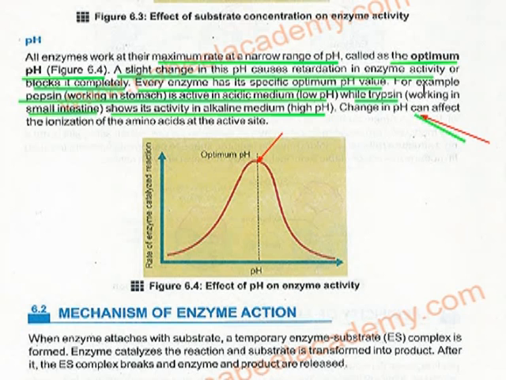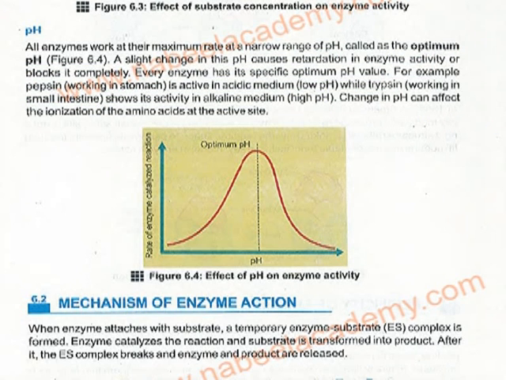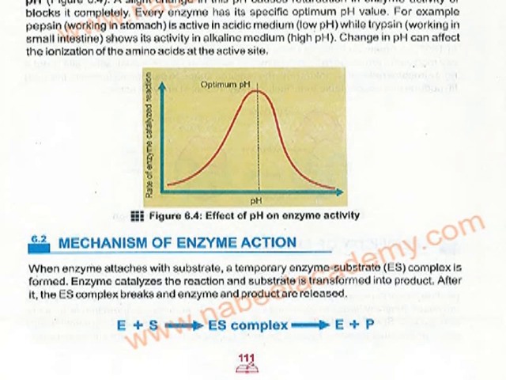Now we are going to discuss the mechanism of enzyme action. When an enzyme attaches with a substrate, there is a temporary ES. See, this is the enzyme E and this is the substrate S. Then what happens? An ES complex, enzyme substrate complex, is seen, and after this complex, the enzyme is released. As I told you earlier, the enzyme will not be used up, it will be released, and the product is now produced. Enzyme and product both are released.